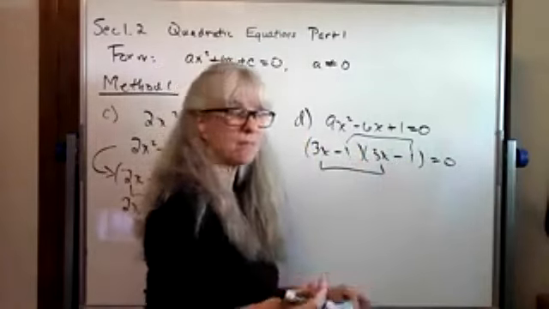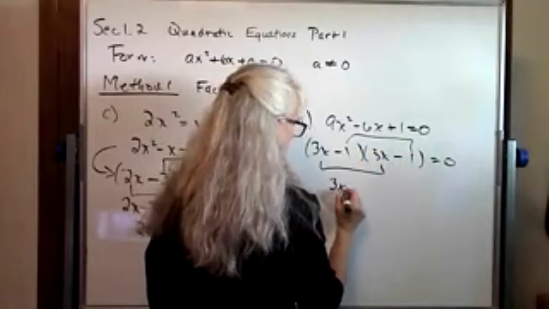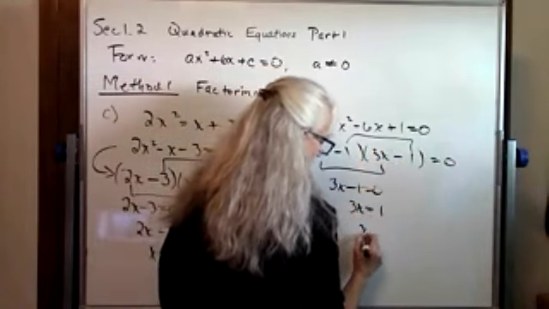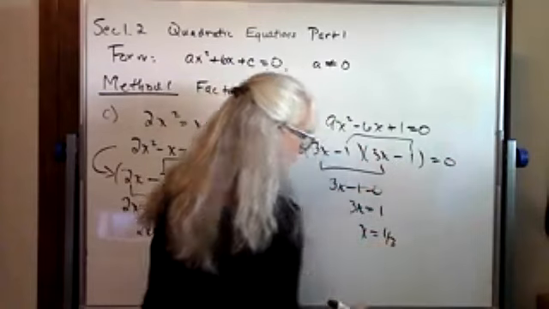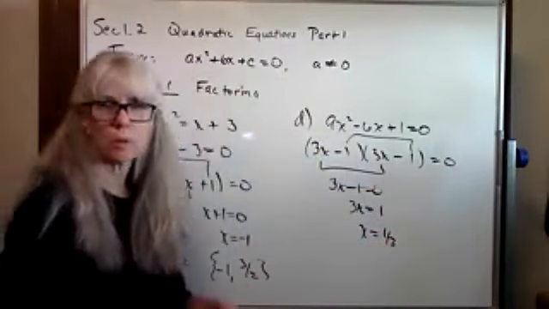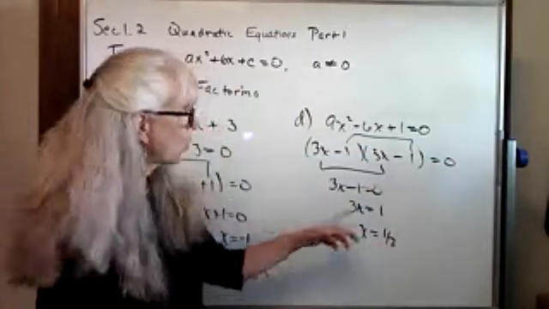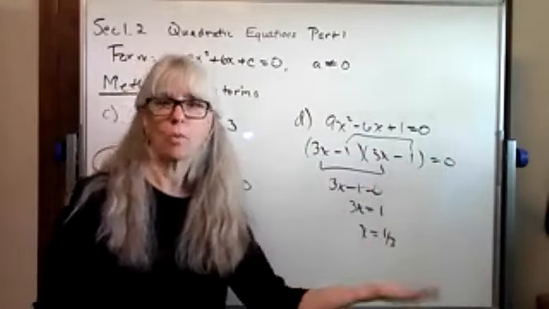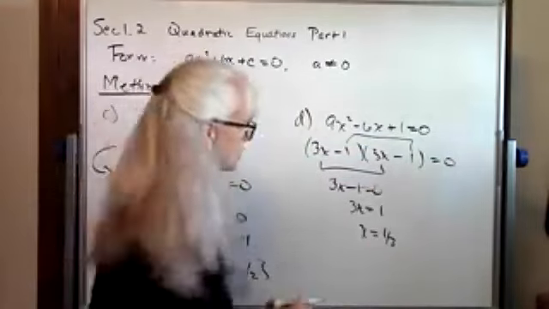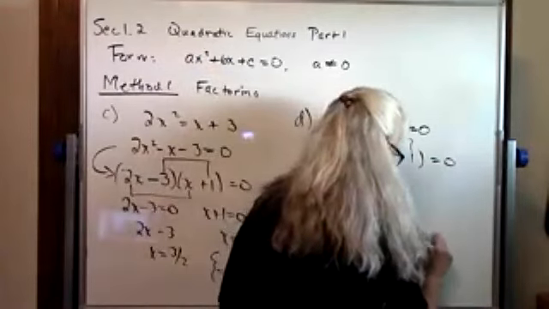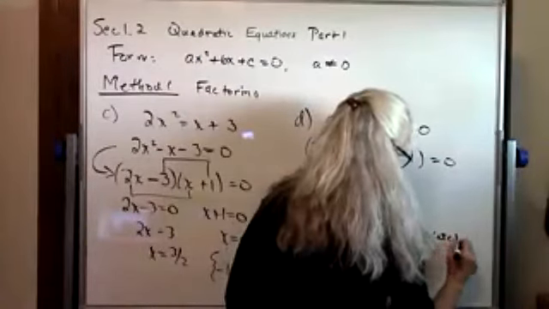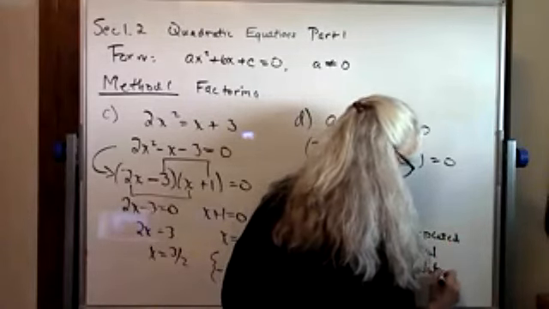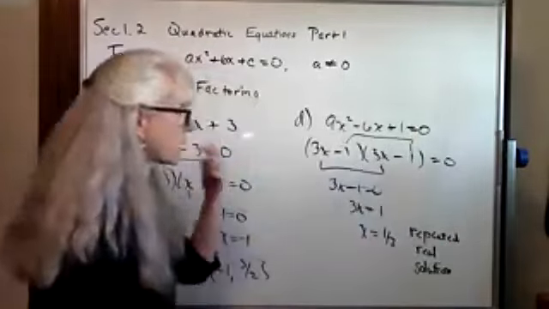It's a repeated factor. So I really only need to set it equal to 0 one time. Solving it is going to give me x equal to 1/3. So instead of having two different solutions like we did in the previous examples, we get one repeated solution. So it's a 1/3 and a 1/3, but you don't need to list it twice. So this is just one real solution. And that's how we solve quadratic equations, by factoring.